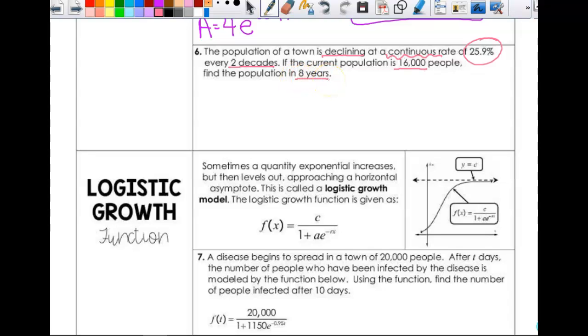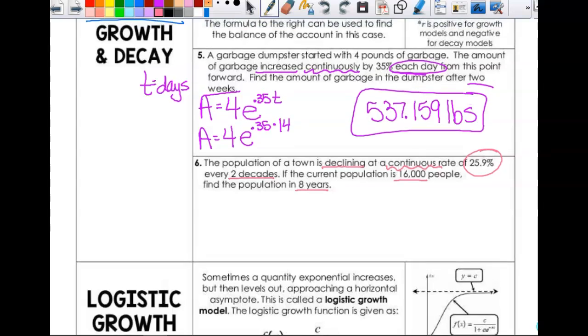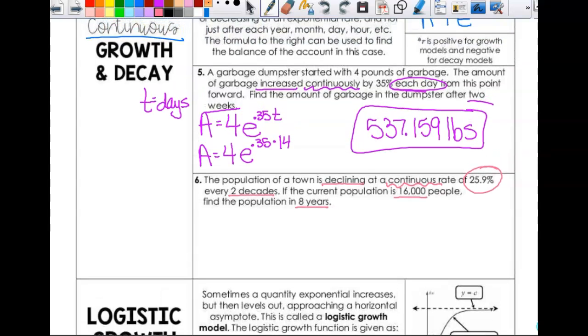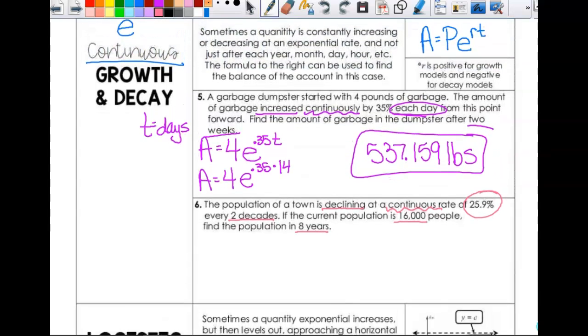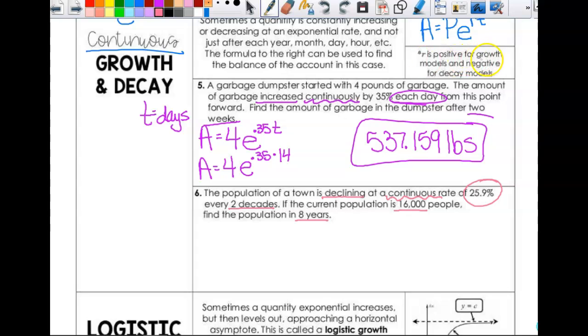All right, so I know it's going to be the Pert formula. One thing it says up here, because I can't subtract, like on the front, if it was growth, I added. If it was decay, I subtracted. But this says R is positive for growth, and negative for decay. So the rate's the same, we just make it negative, okay?